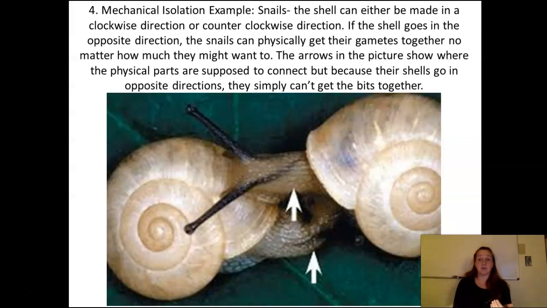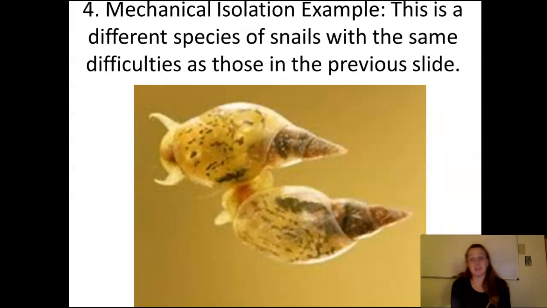Depending on which way you built your shell, this is what's going to keep you isolated from other snails when you try to mate. Only clockwise shells can mate with clockwise shells, and these poor snails in this picture and this picture are both having that dilemma where they really want to mate. The hormones are in the water, in the location, in the air. They want to exchange gametes, but there is no way they're mechanically going to get their reproductive structures together. So mechanical isolation can also help keep species separate.